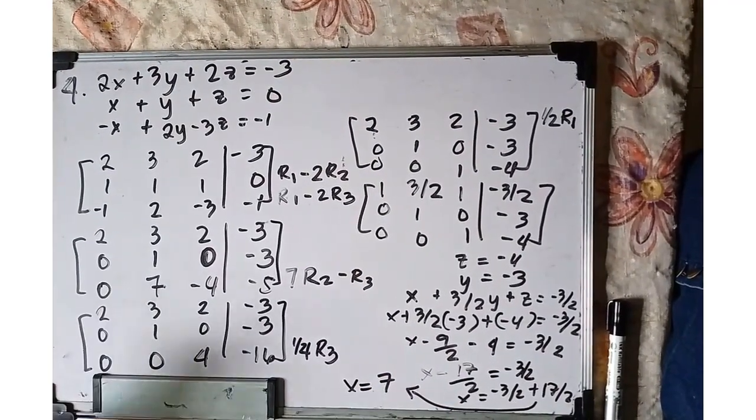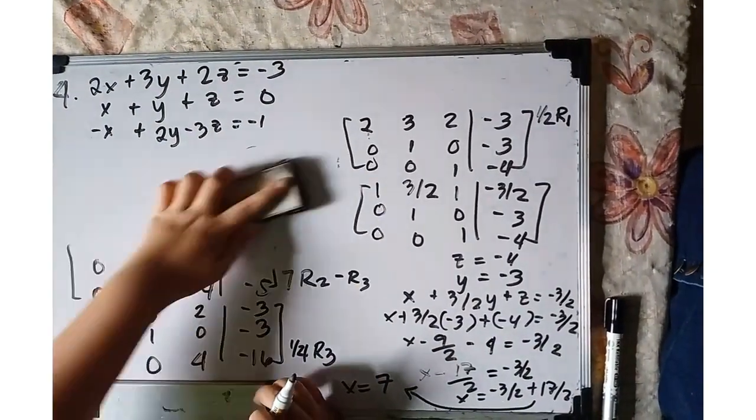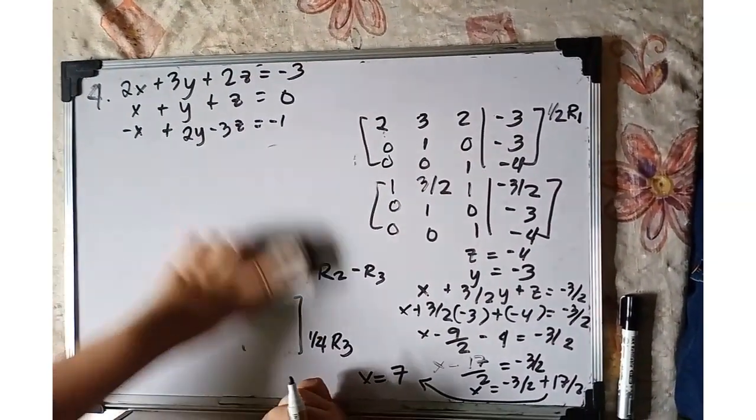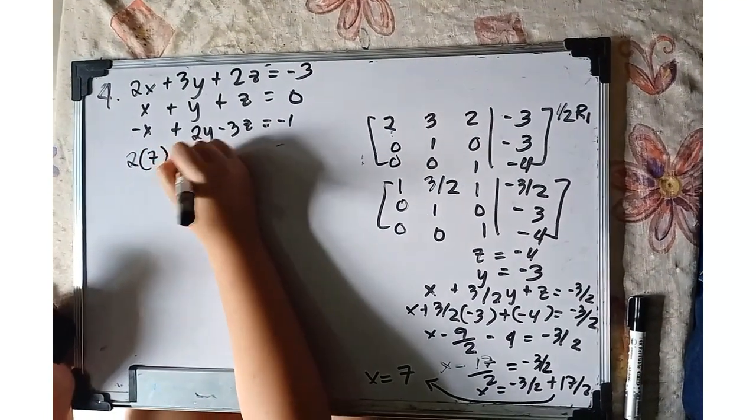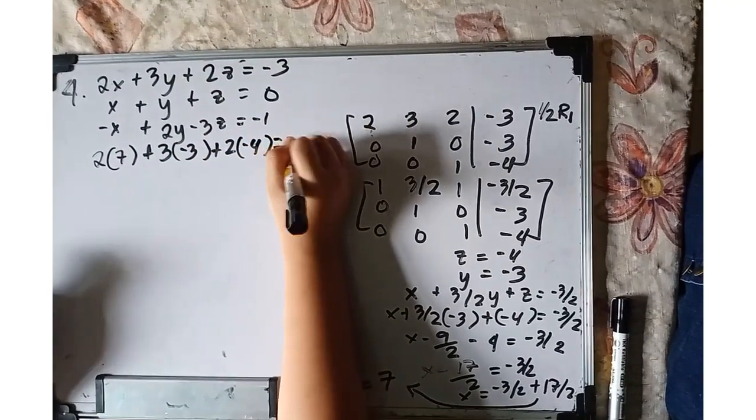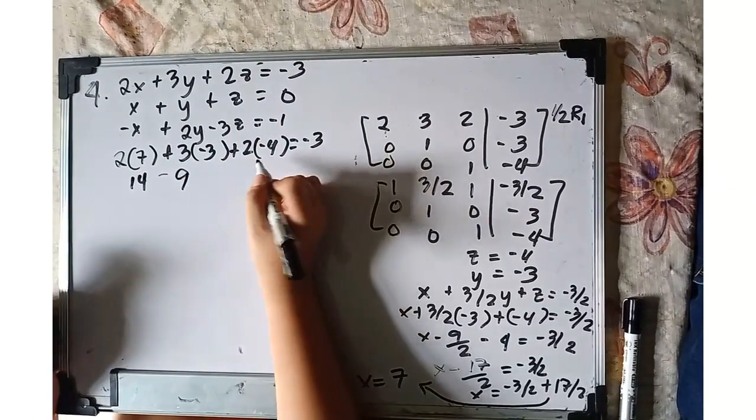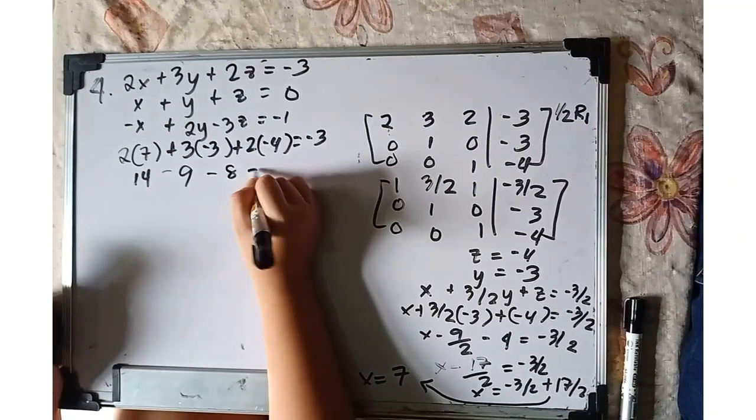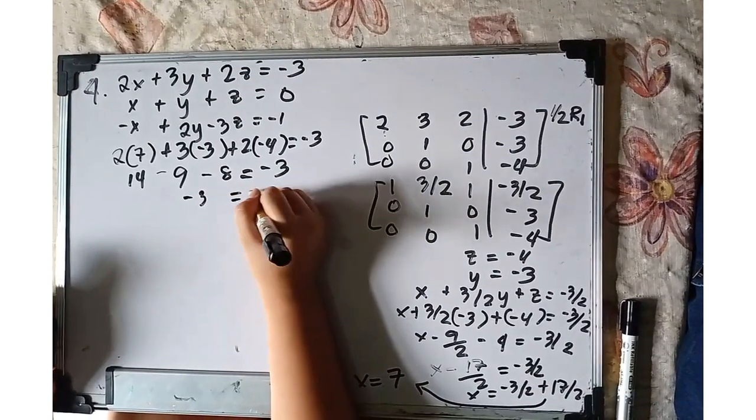So let us substitute to check if our answers are correct. Two times 7 plus 3 times negative 3 plus 2 times negative 4 is equal to negative 3. 7 times 2 is 14. Minus 3 times 3 is 9. Plus 2 times negative 4 is negative 8. 14 minus 9 is 5, minus 8 is negative 3.